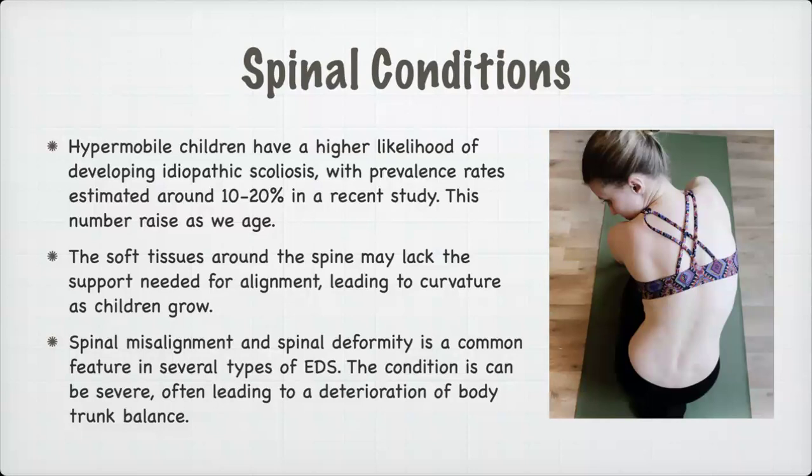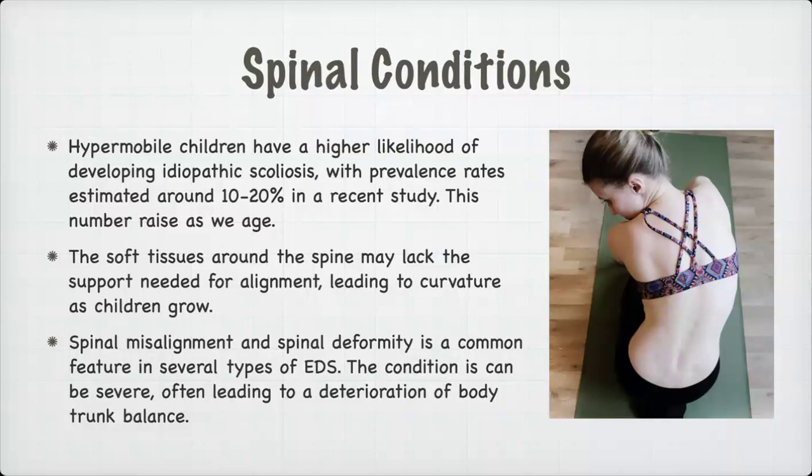Just to give you a comparison, certain populations and races have only 4% prevalence, and other studies show 13% among the average population of kids and teenagers. So this is twice the amount. So hypermobile children, I would say, have twice the likelihood of the average child of developing idiopathic scoliosis.